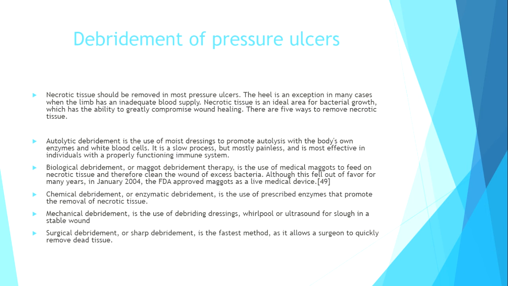Chemical debridement, or enzymatic debridement, is the use of prescribed enzymes that promote the removal of necrotic tissue, such as streptokinase or urokinase. Mechanical debridement is the use of debriding dressings, whirlpool, or ultrasound in a stable wound. Surgical debridement, or sharp debridement, is the fastest method, as it allows a surgeon to quickly remove dead tissue.